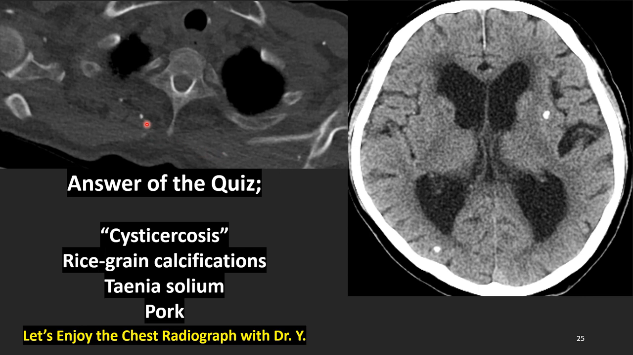Rice grain, rice grain. We remember the Taenia solium, the parasite, and it is due to pork, naturally grown pork with dung. This is neurocysticercosis, calcification of neurocysticercosis. Are you correct? Congratulations!